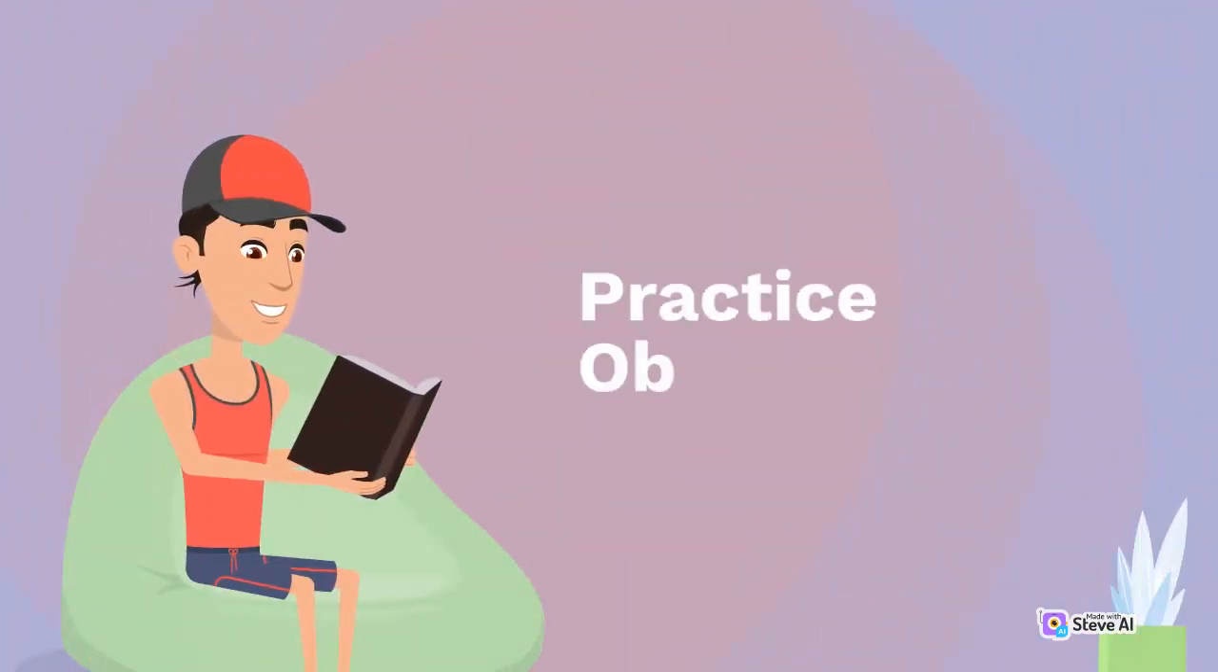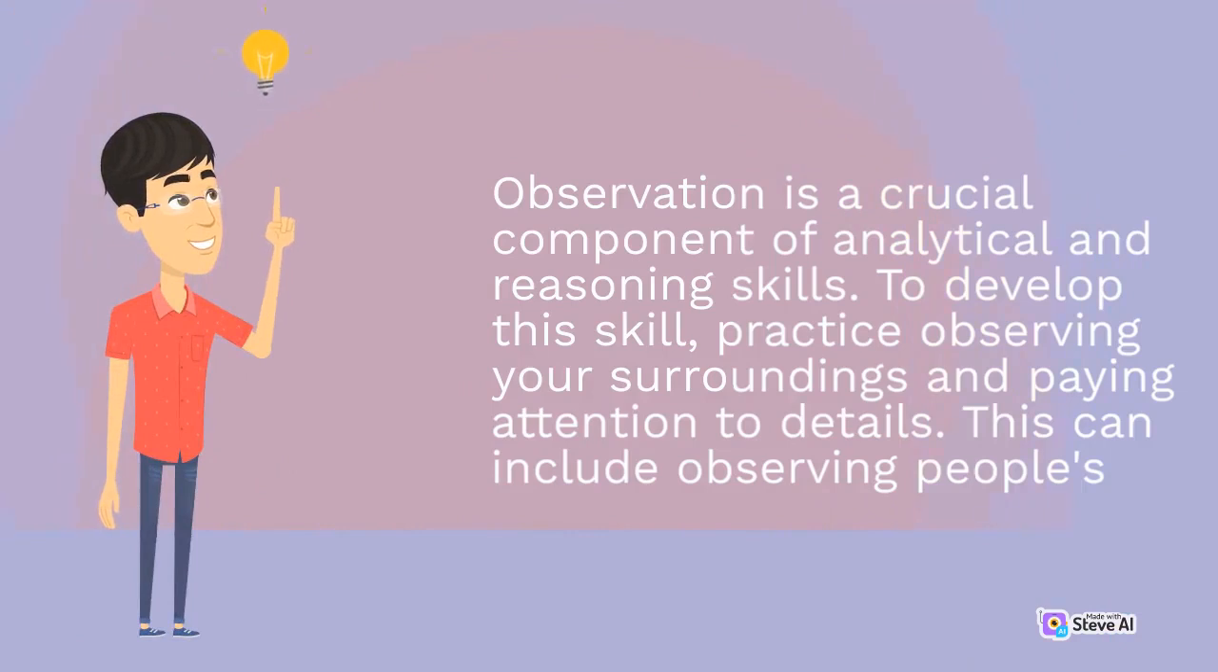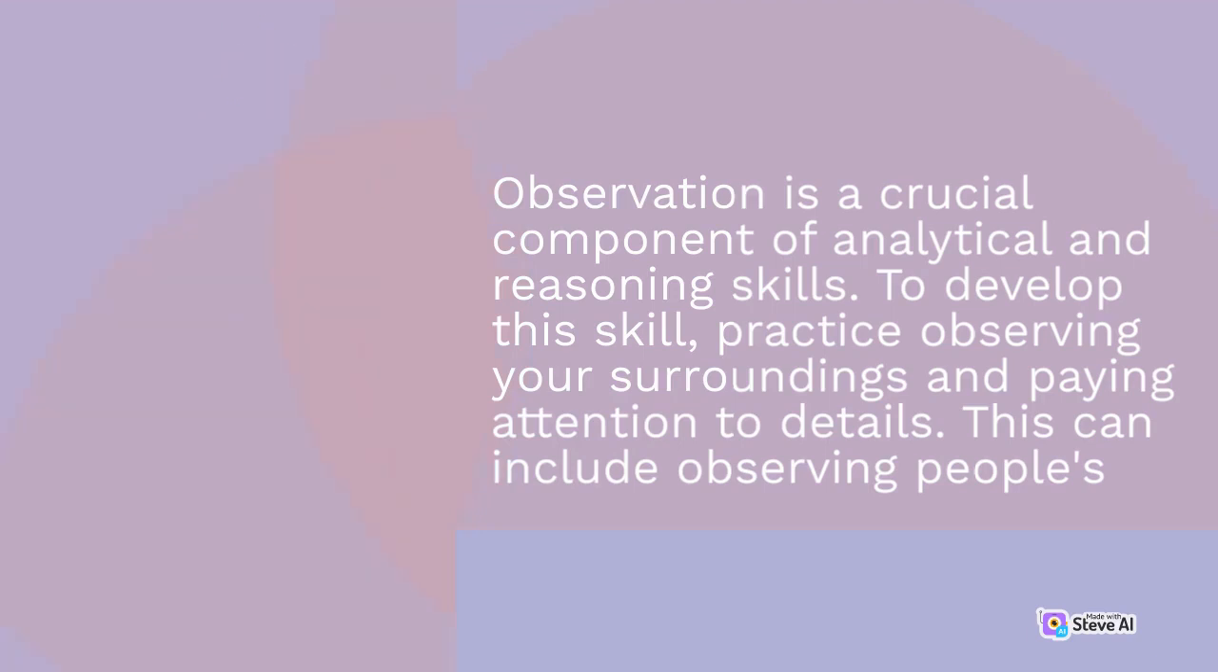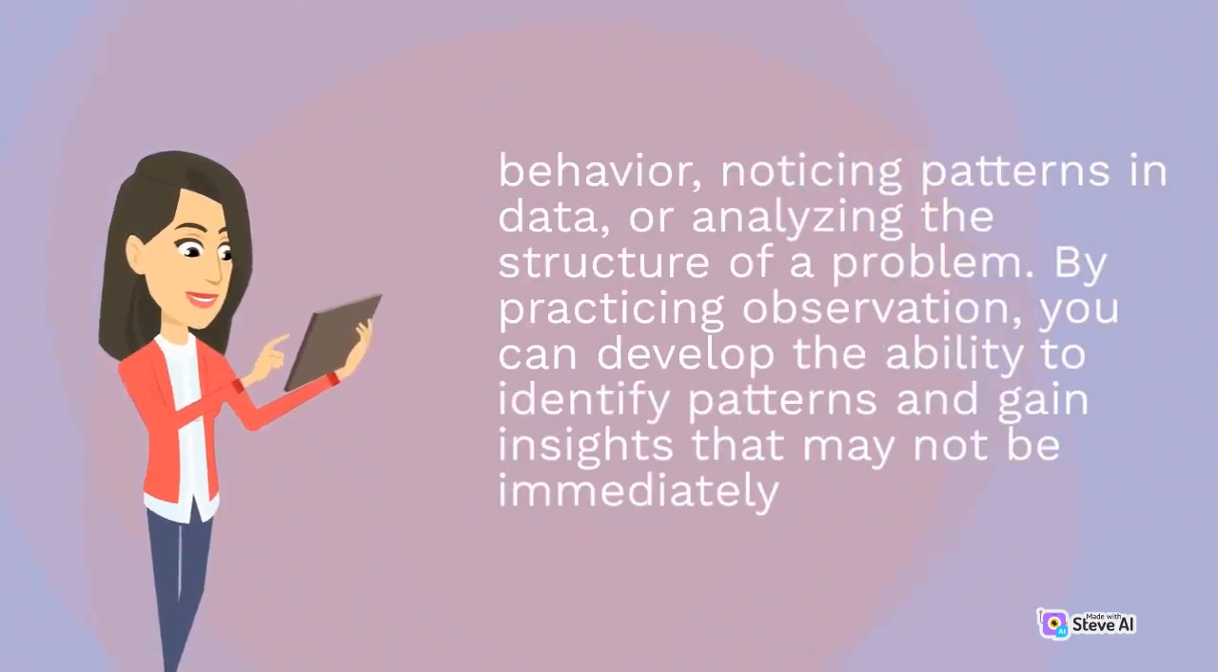Practice observation. Observation is a crucial component of analytical and reasoning skills. To develop this skill, practice observing your surroundings and paying attention to details. This can include observing people's behavior, noticing patterns in data, or analyzing the structure of a problem. By practicing observation, you can develop the ability to identify patterns and gain insights that may not be immediately apparent.